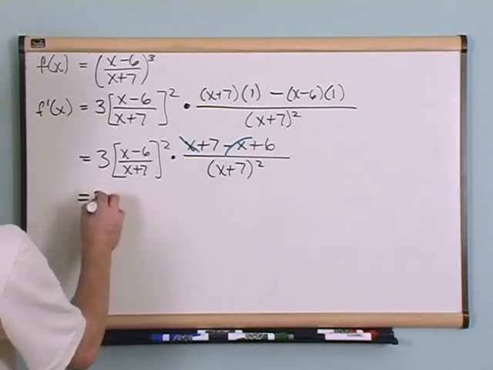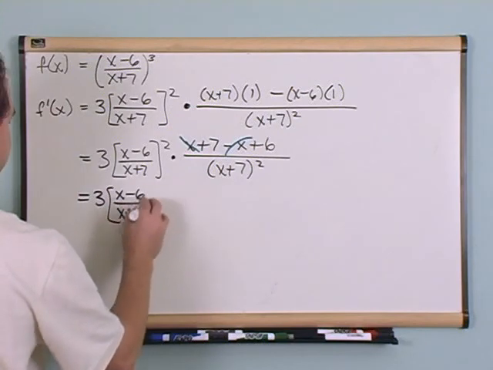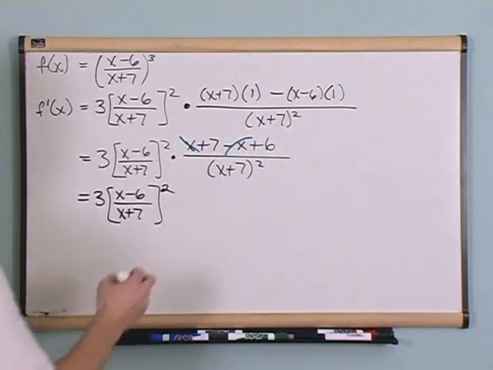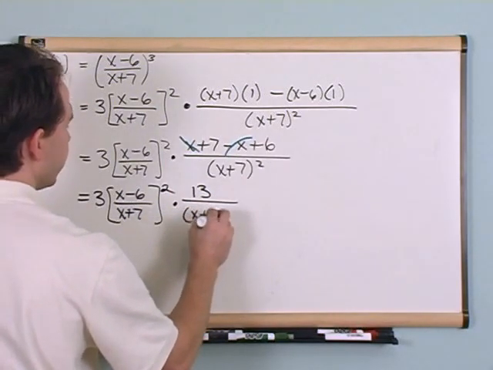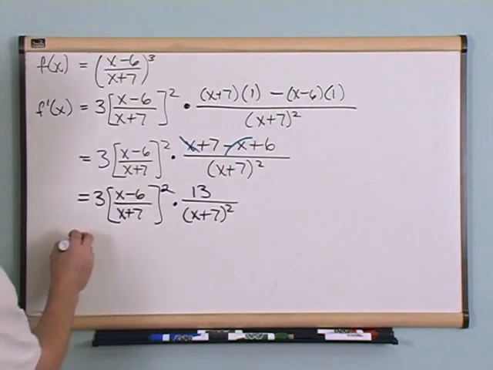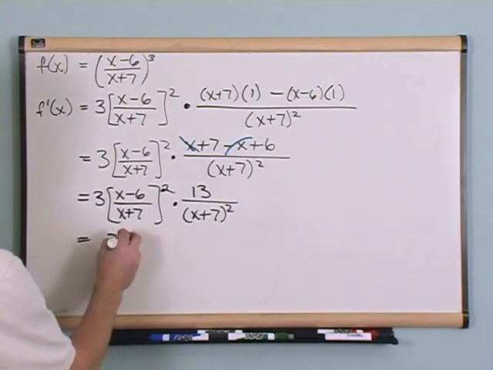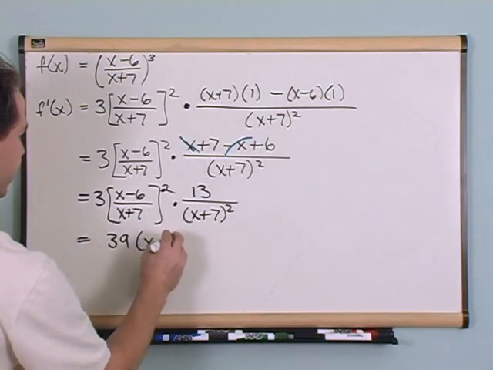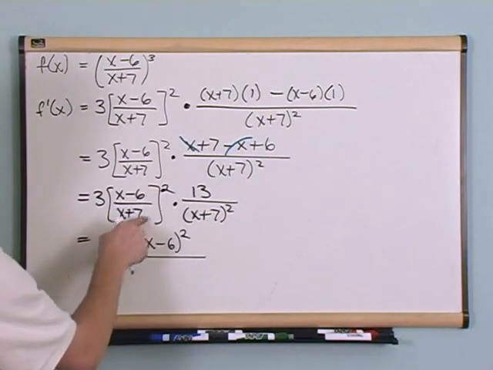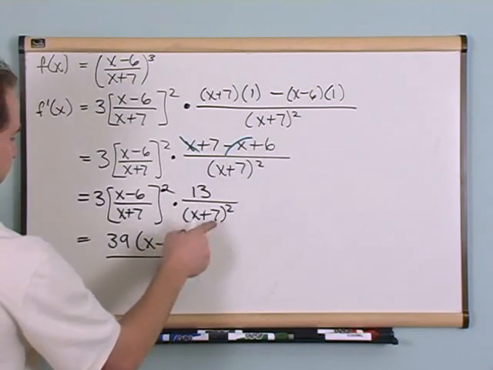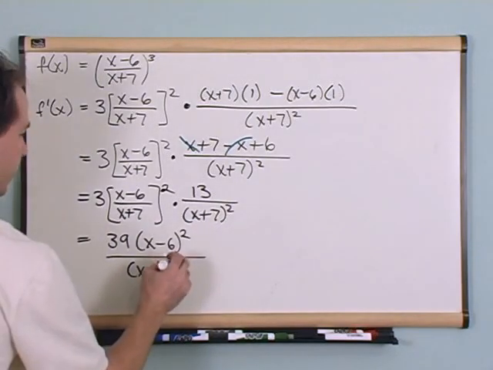So in the end, what you're going to have is 3 times x minus 6, x plus 7. This quantity is squared, don't forget that. Over here, 7 plus 6 is 13. And on the bottom, you have x plus 7. Again, this is squared. So really, in the end, you're going to have 3 times 13 is 39. You're going to have x minus 6 squared on the top. And on the bottom, you have an x plus 7. Remember, it's squared because you have this whole quantity squared, times an x plus 7 squared is going to give you x plus 7 to the 4th power.